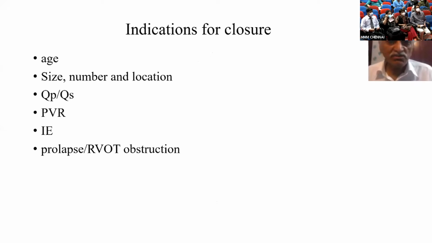Indications for closure of VSD depend on the age of the patient, the size, number and location of the defects, hemodynamic parameters like the shunt magnitude and pulmonary vascular resistance, whether a complication like endocarditis has developed, or anatomical factors like aortic cusp prolapse or RVOT obstruction.